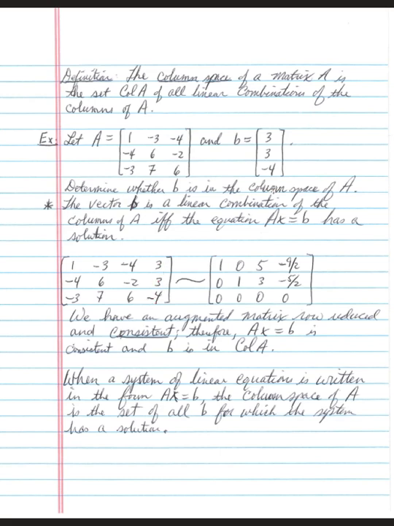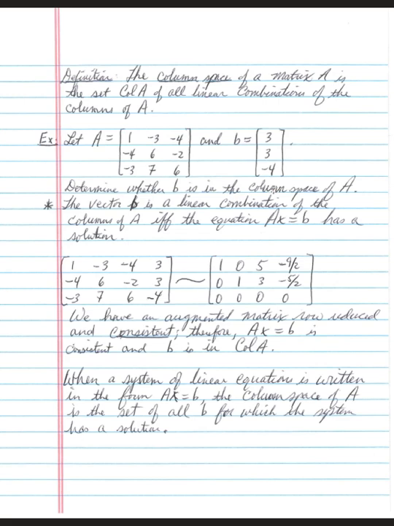Vector B is a linear combination of the columns of A if and only if this system has a solution. So we set this up, row reduce. We do wind up with a full row of zeros. That's okay, it means it's consistent. So we have an augmented matrix, row reduced, and consistent. Therefore, B is in the column space of A. That augmented matrix tells us that the matrix equation AX equals B is consistent, therefore B is in the column space of A.